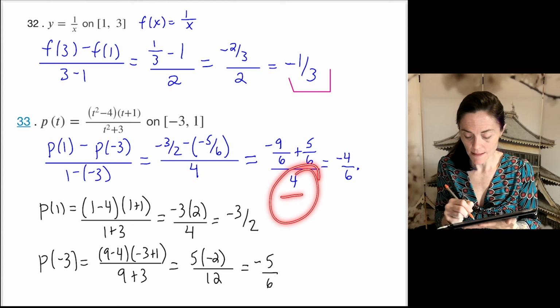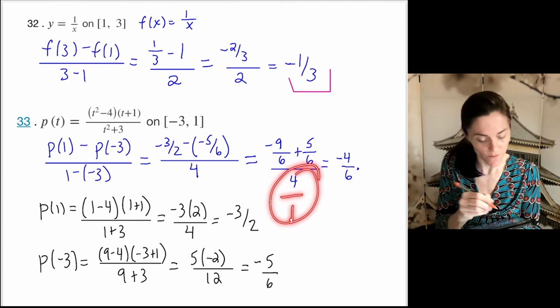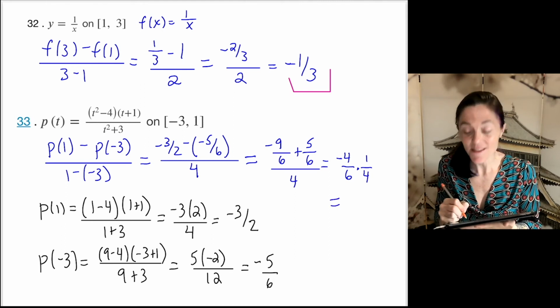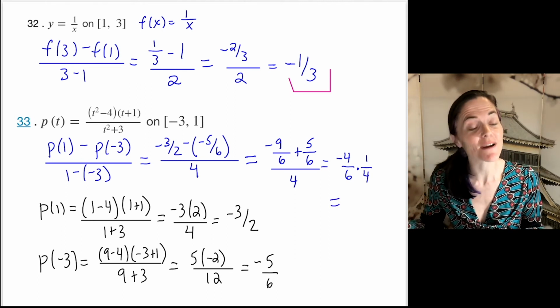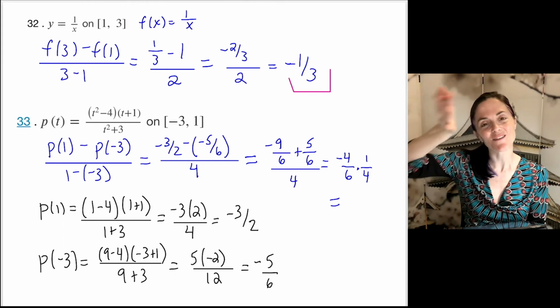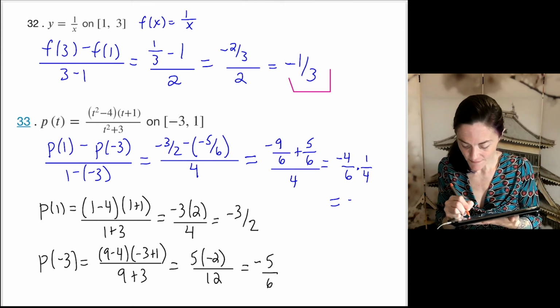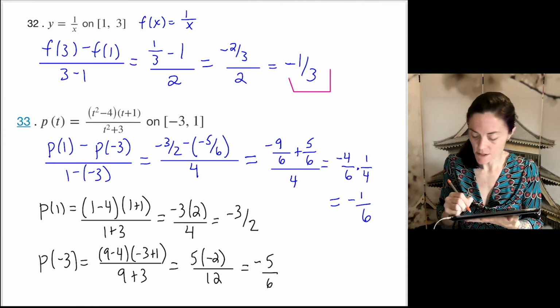If you want to think about it that way, we will be multiplying by 1/4. So I have a 1/4. And now you see we have the final answer. The average rate of change of P of t on the interval -3 to 1 is -1/6. This was a great exercise.